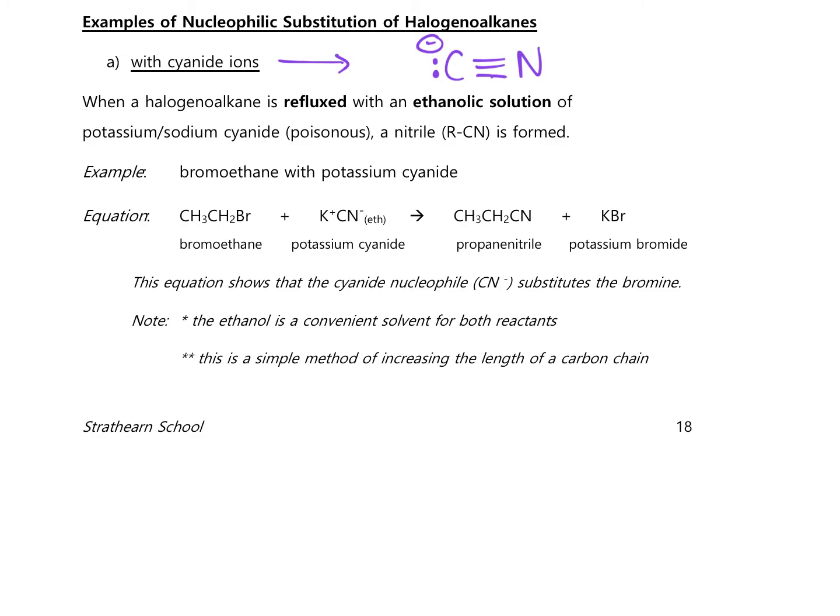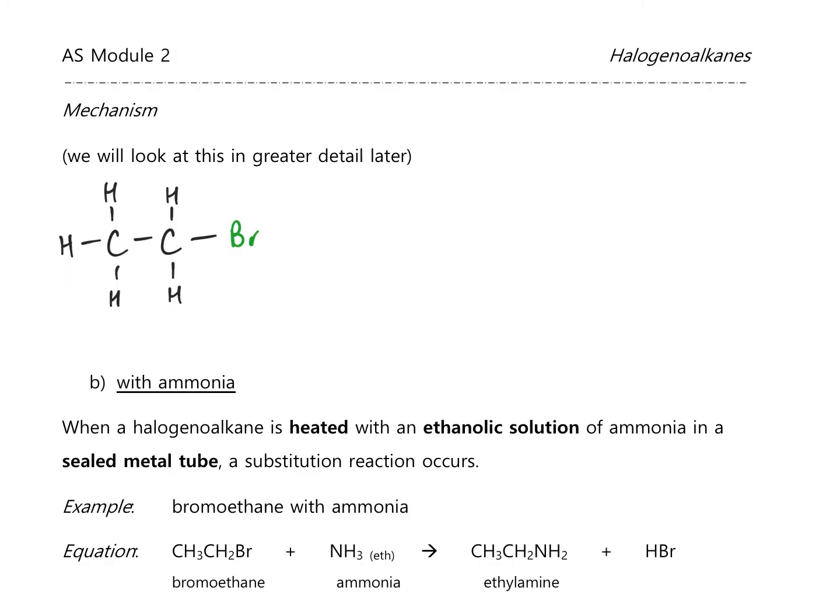And essentially the cyanide ion comes in and replaces the halide ion in the halogenoalkane. An ethanolic solution just means that the potassium or sodium cyanide is dissolved in ethanol, which will be a common solvent for the halogenoalkane and the cyanide. So let's now draw in our mechanism on the next page, on page 19, for this reaction, the reaction mentioned on page 18, which was bromoethane reacting with potassium cyanide.